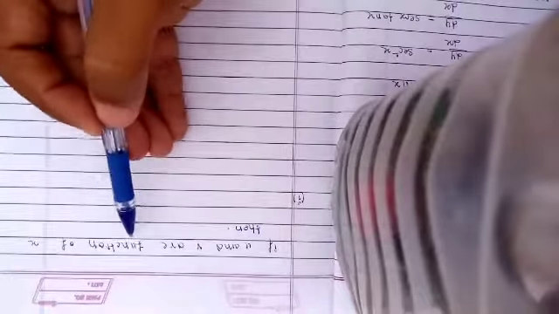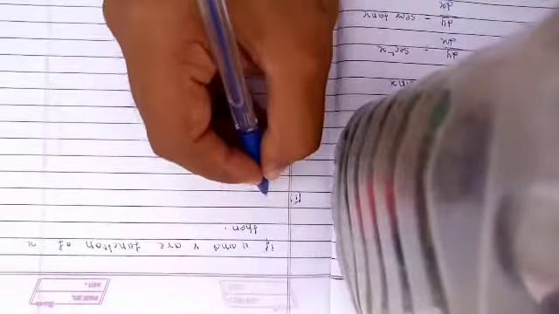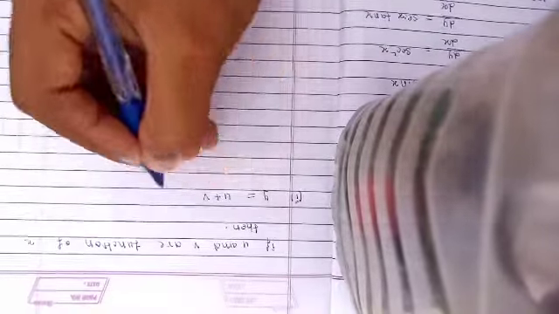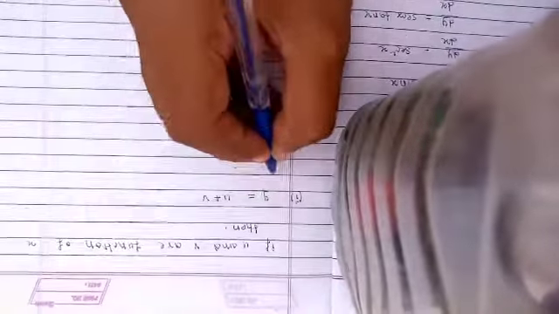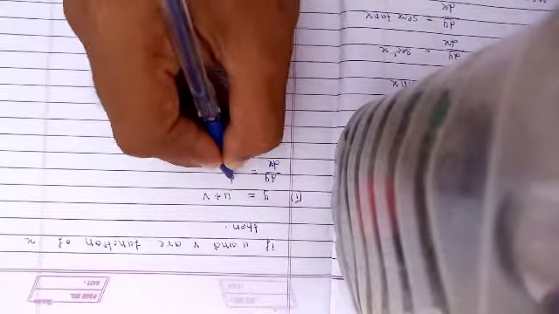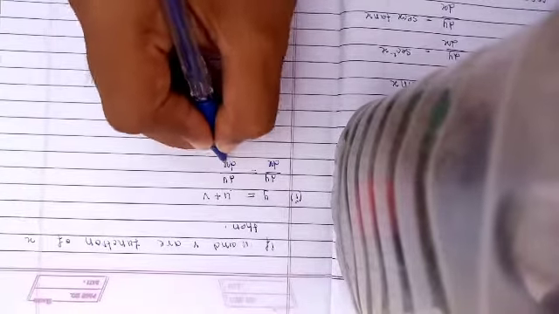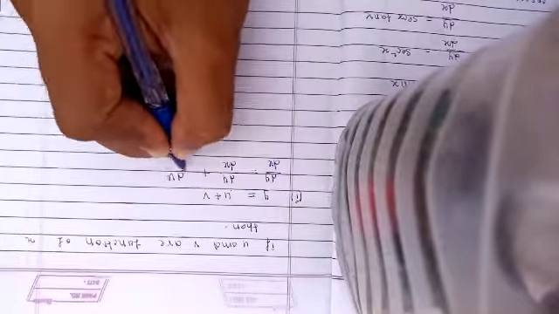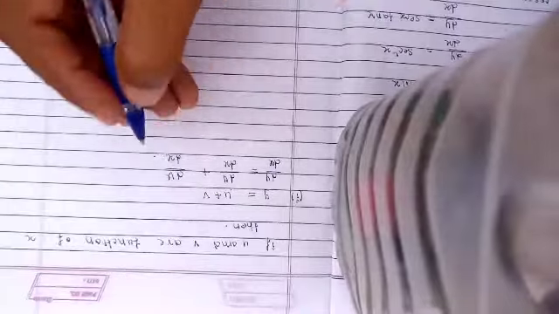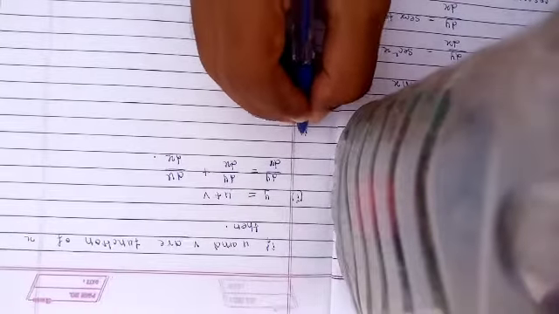If u and v are functions of x, then if y is equal to u plus v, that is u is a function of x and v is a function of x, so dy by dx is equal to du upon dx plus dv upon dx. That means we have to identify the derivative of u as well as the derivative of v.